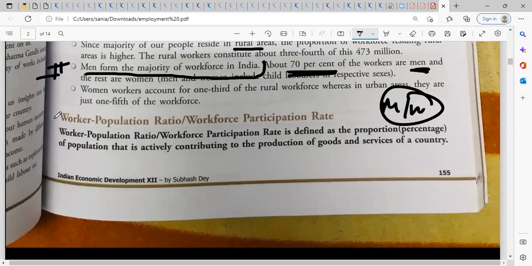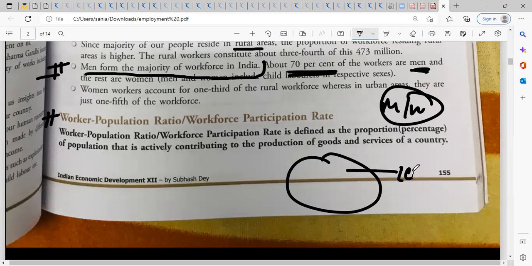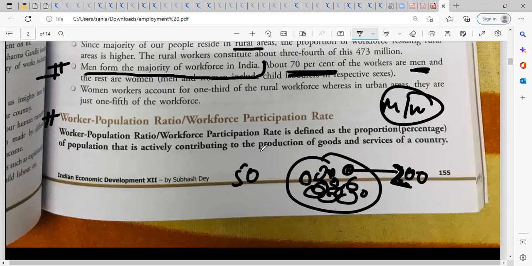Okay, now this one is very important. They ask you the direct question: what is the work population ratio or workforce participation rate? For example, this is your country and you have 100 people. All the people are not employed, only a few will be working. Let's take the population as 200, and out of this only 50 people are working.